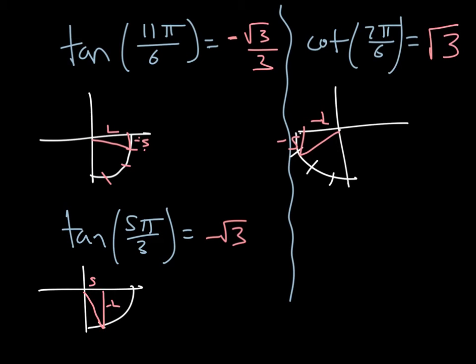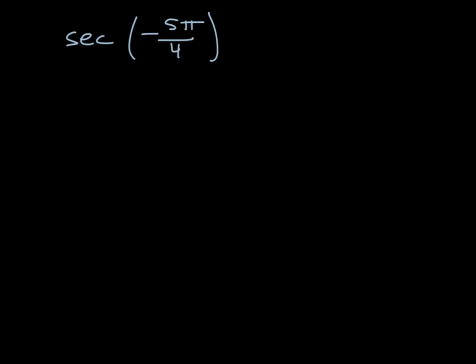Okay, let's try a few more here. Secant. Right away, what you've got to think is that this is the reciprocal of cosine. So secant is 1 over cosine. So I'm thinking 1 over cosine here.